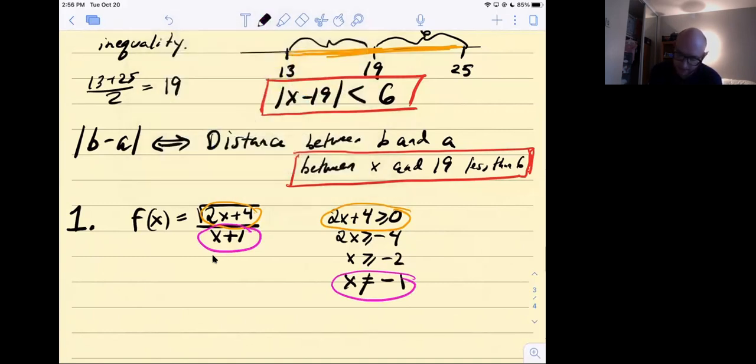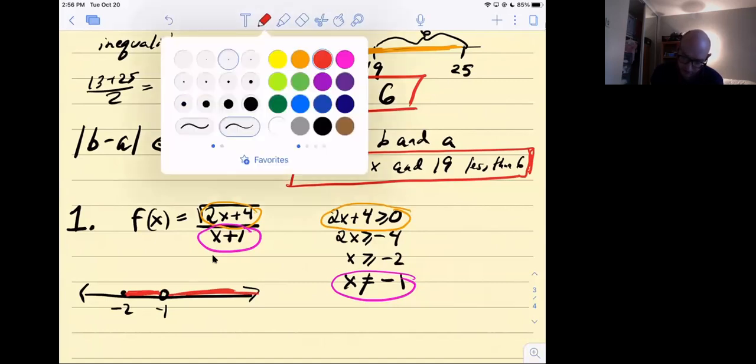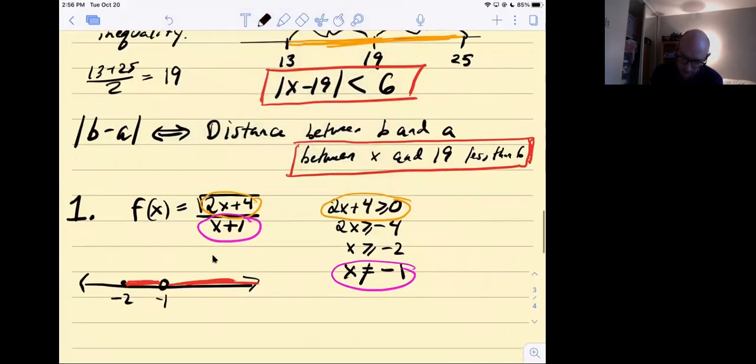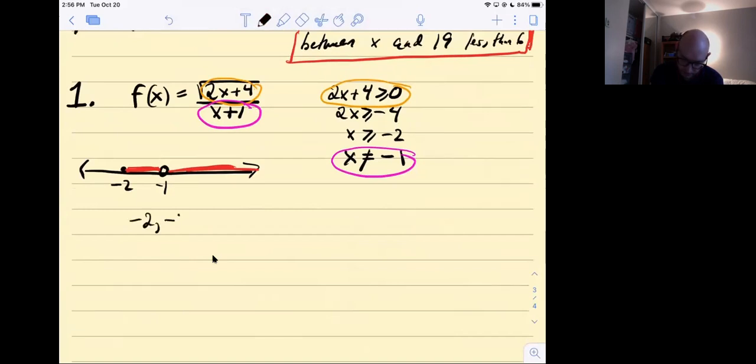So putting this all together, we can draw the number line. Here's negative 2, but we can't have negative 1. So the number line is going to be 2 intervals: from negative 2 to negative 1, and then negative 1 to infinity. So it's going to be negative 2 comma negative 1, union negative 1 all the way to infinity.